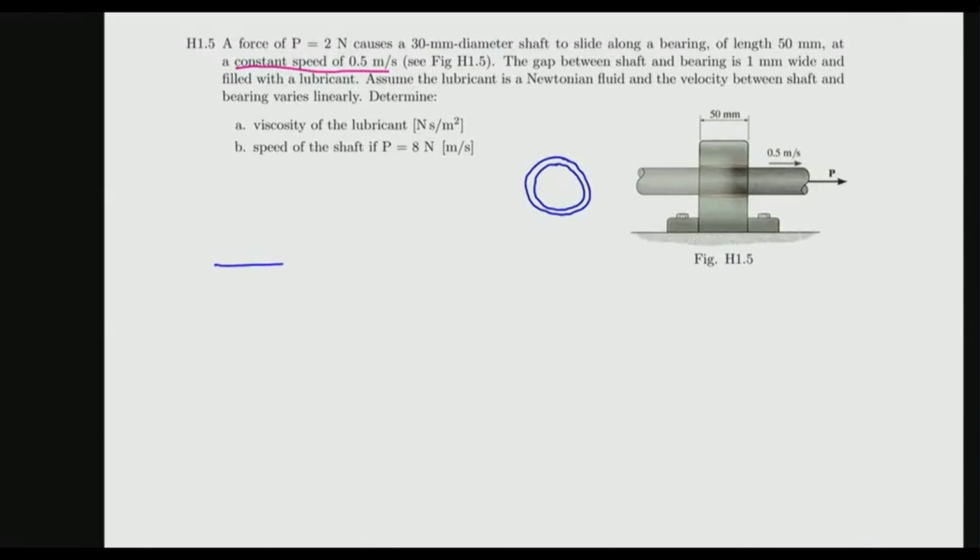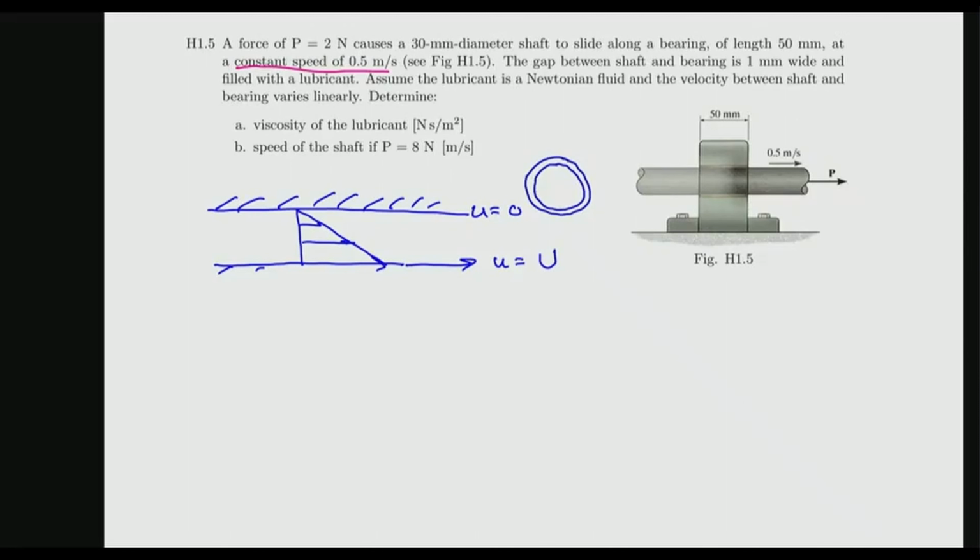So here's the shaft, right? So this is velocity big U, and then here is the bearing surface. So that is the fixed, U equals 0. Okay, and then we have this linear profile in the fluid.